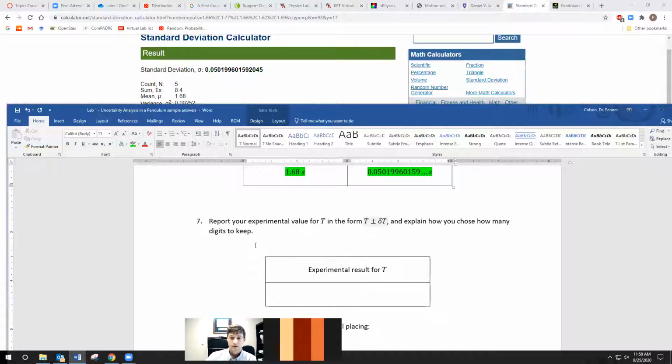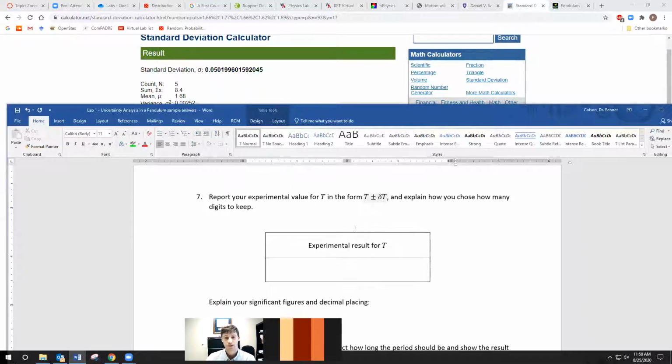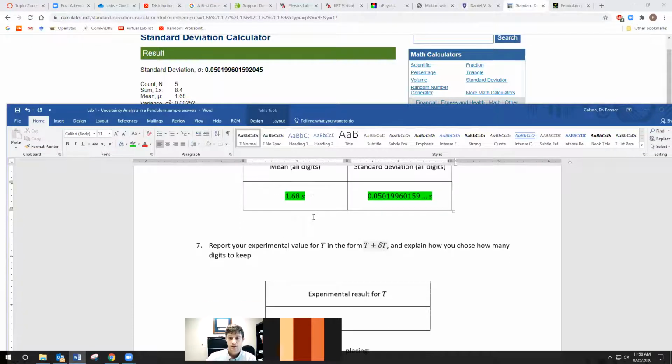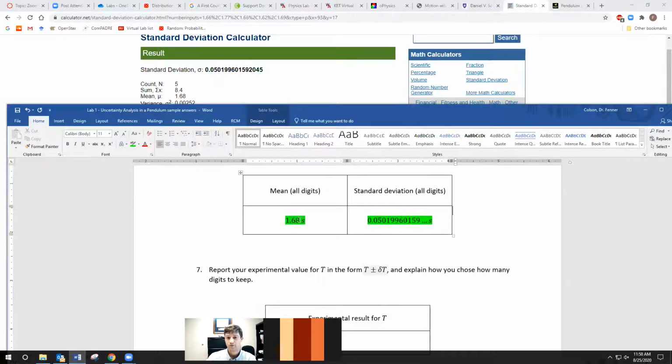All right, so the experimental value for time t, we've determined our average, our mean, and our standard deviation. And the standard deviation has a lot of extra digits, but the mean only has a few digits. Technically, the mean could have more digits.